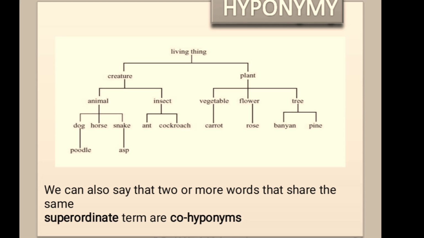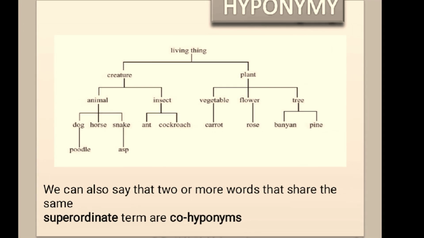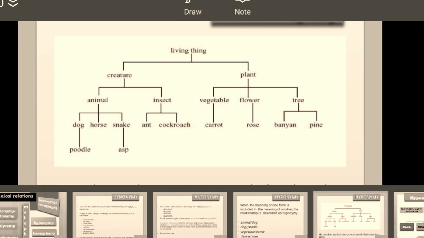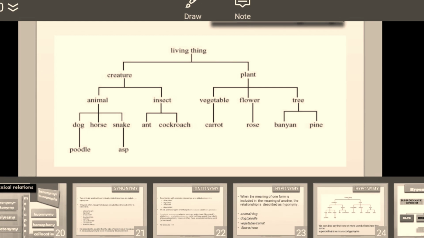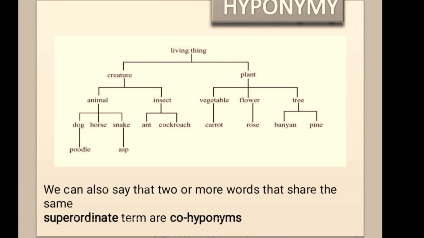So it doesn't matter. If in some societies human beings are not considered animals, then we would change the hyponymy, and here is the example of that one. So we would say living things, further divided into creatures and plants, and then creatures are further divided into animals and insects, and plants are further divided into vegetable, flower, tree. Now plant is a superordinate term, and under this superordinate term, tree, flower, and vegetable belong to the same superordinate term, and these three terms are known as co-hyponyms.